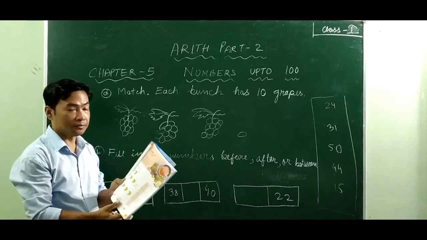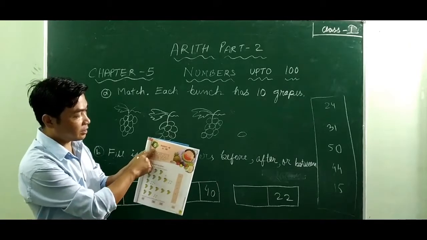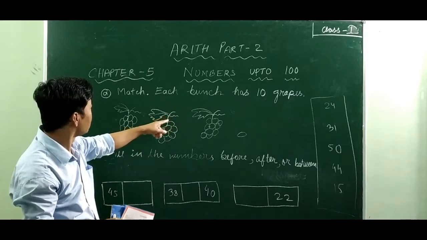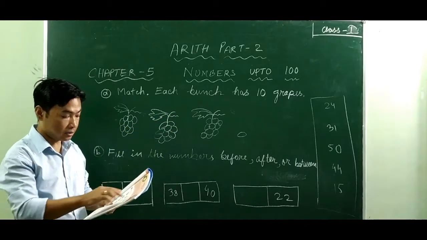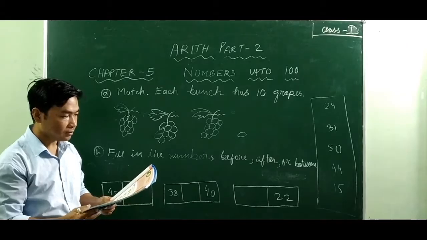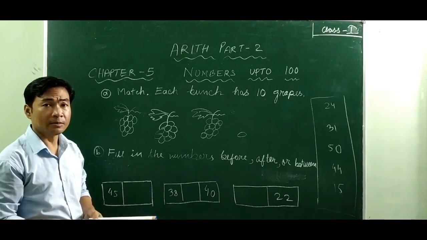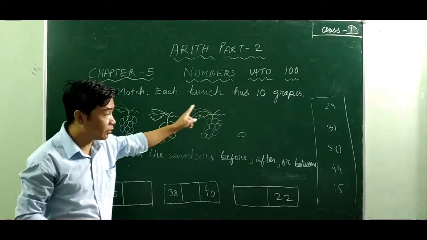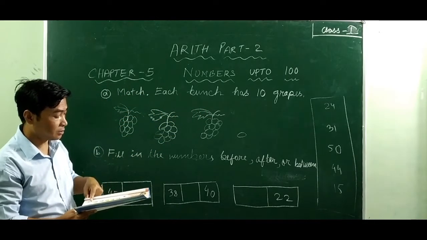Open the book. The first chapter of part 2 is chapter 5, numbers up to 100. Now, we'll learn this new chapter today. We'll learn the numbers up to 100. See here, numbers up to 100, the questions I have written, the first question, right?